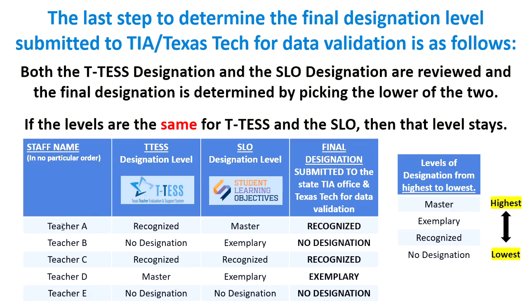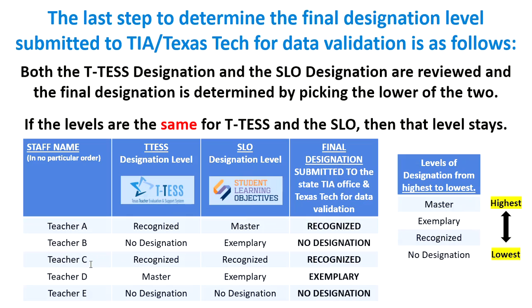So let's look at an example of Teacher A. Teacher A on their T-TESS got a designation of recognized. On their SLO component, they got a designation of master. The lower of the two scores is recognized, so the final designation for that teacher would be recognized, which was submitted to TEA and approved by TEA for this go-around. Let's look at Teacher B. Teacher B has a no designation score for T-TESS and an exemplary designation for SLOs. Which is the lower of the two? Of course, no designation is the lower of the two. So that was the final designation submitted to TEA.